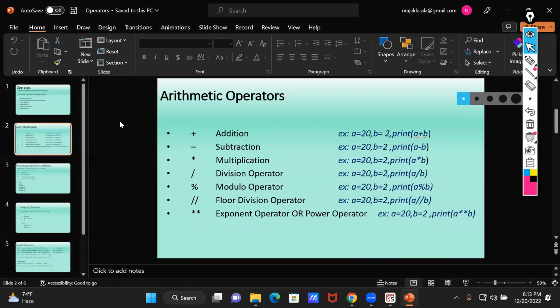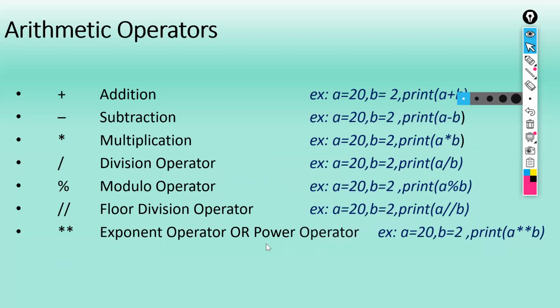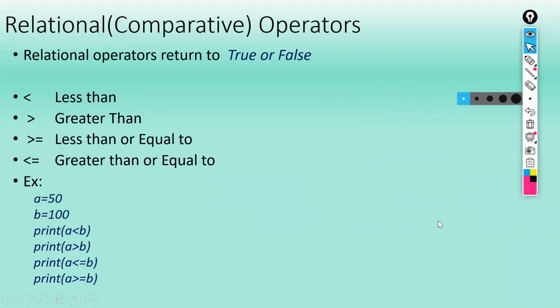Yeah. These are about arithmetic operators. Now, we'll go for the next one. That is relational or comparative operators. What do you mean by that?